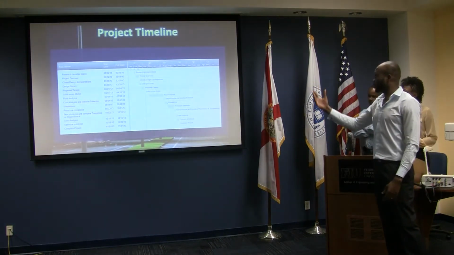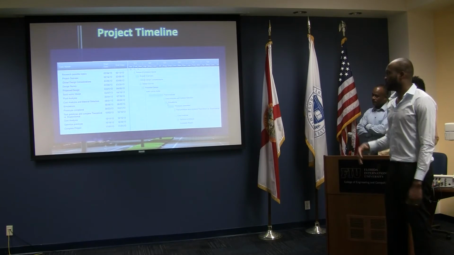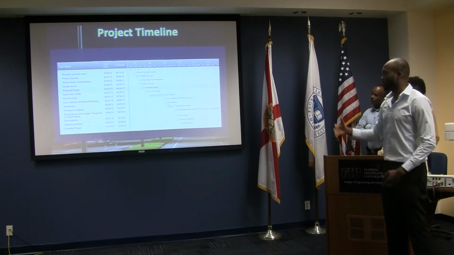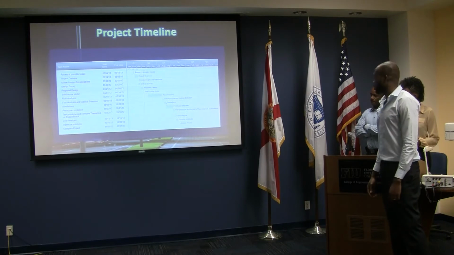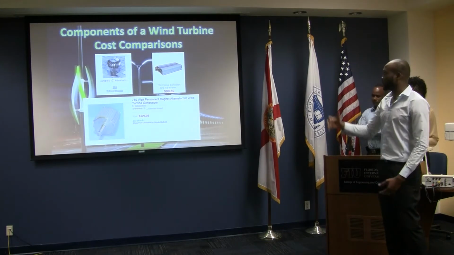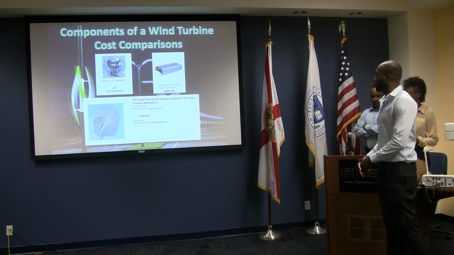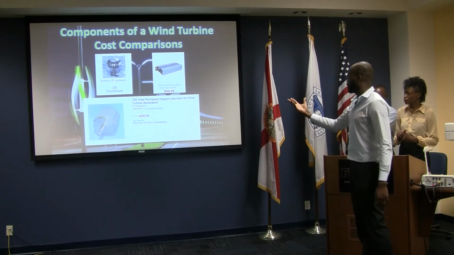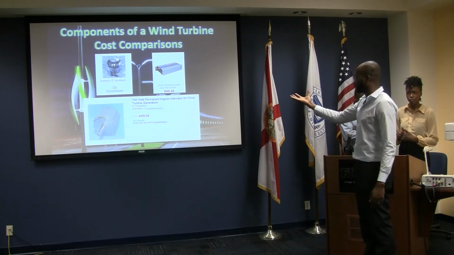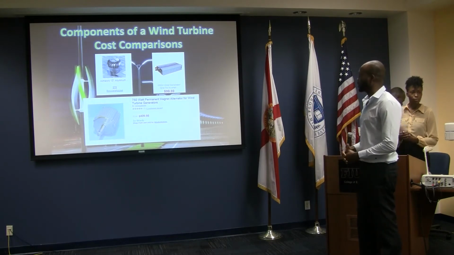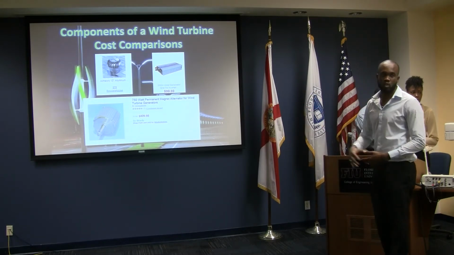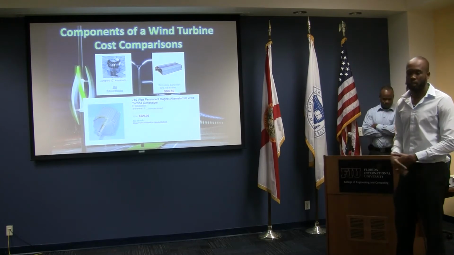That's our project timeline. That's the task list, which is divided evenly. And that's all the components we're going to use for our project. So far, that's the price we found for each part, but we're still looking around to see if we can find a better price.